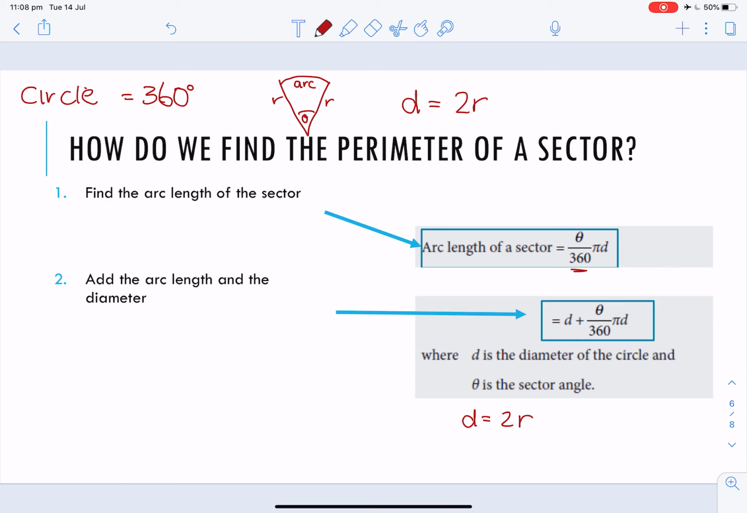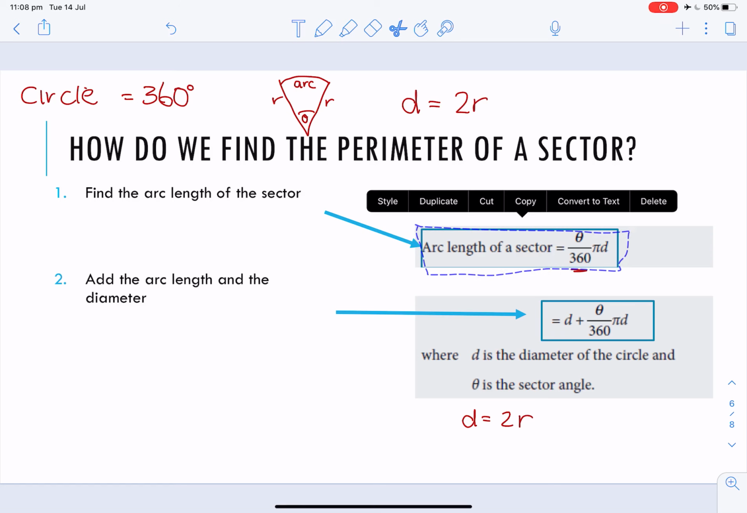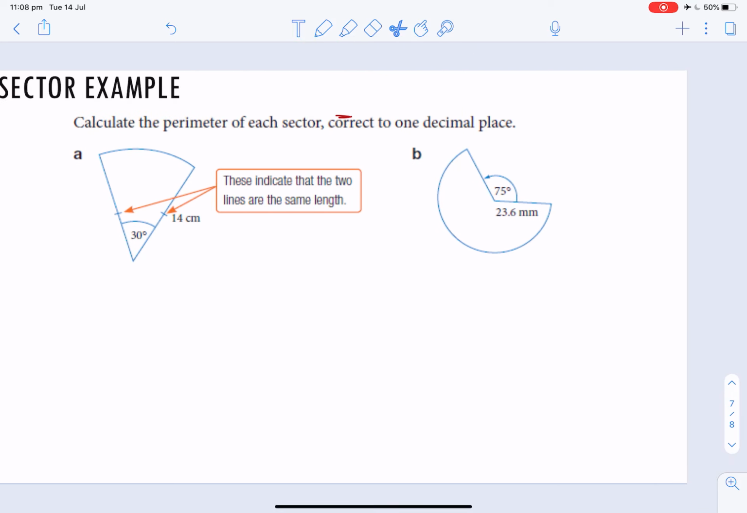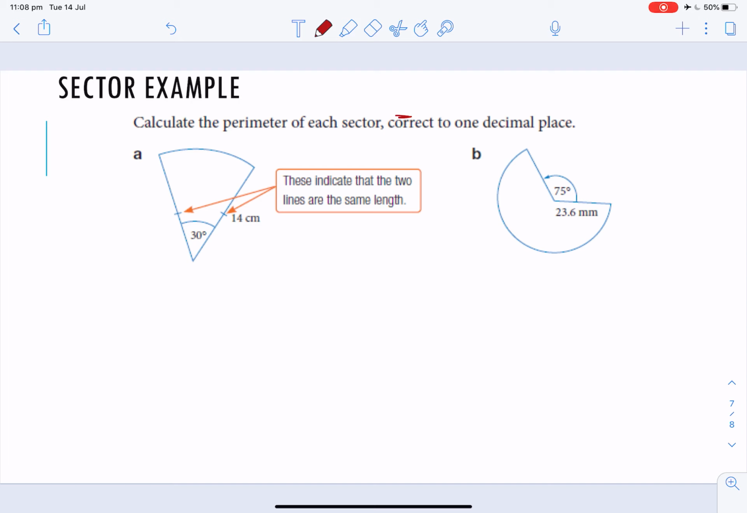All right, I'm going to see if I can chop this out and take my formula with me. Nope, that won't work. Copy that onto my next screen and paste it up there. Oh, it didn't work. Anyway, I'll have to write it out by hand. Where's my pen? Arc length is equal to theta over 360 times pi d.